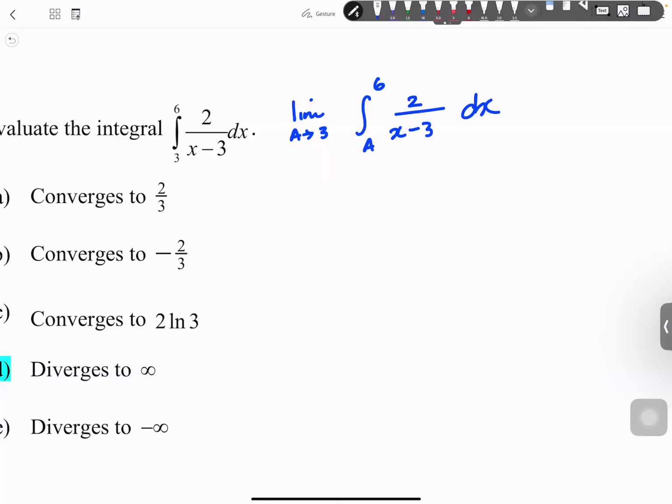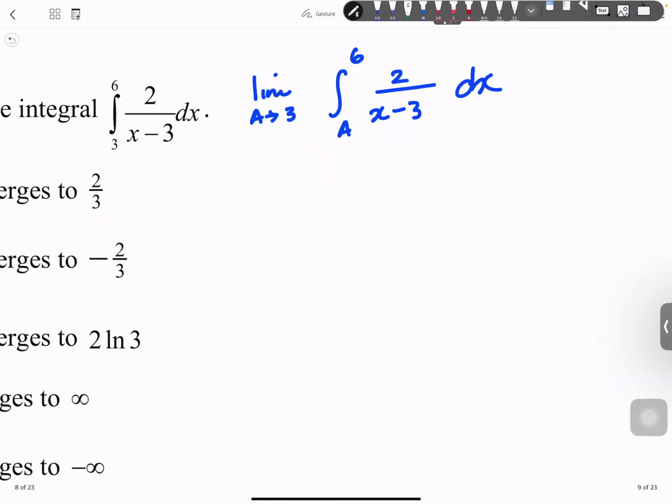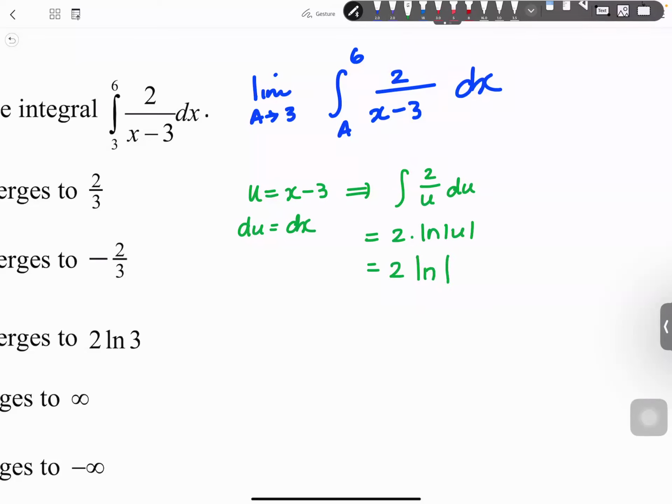All right. Let's forget about the bounds for a second. Let's just focus on the integral. So if we were just to integrate, I would need to do u substitution here. I would let u be equal to x minus 3, which means du is just equal to dx. So that's going to make this the integral of 2 over u du, which is equal to 2 times the natural log of the absolute value of u. And when I plug back in, this will be 2 times the natural log of absolute value of x minus 3.